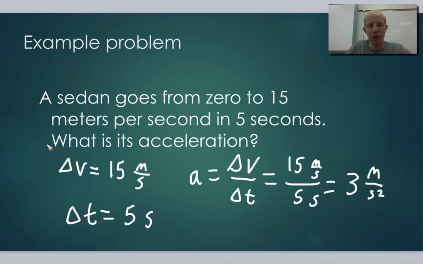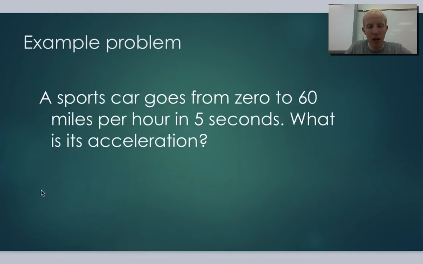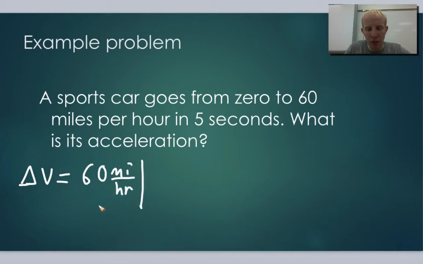Okay? All right. Let's look at another example problem. So let's say we have this one. A sports car goes from 0 to 60 miles per hour in 5 seconds. What is its acceleration? In this case, because we have miles per hour, we have to convert it first, because otherwise we'll end up with miles per hour per second, and it's not really a nice unit to work with. So let's convert this first into units that we know. So we know that our change in velocity is 0 to 60 miles per hour, which is 60 miles per hour.